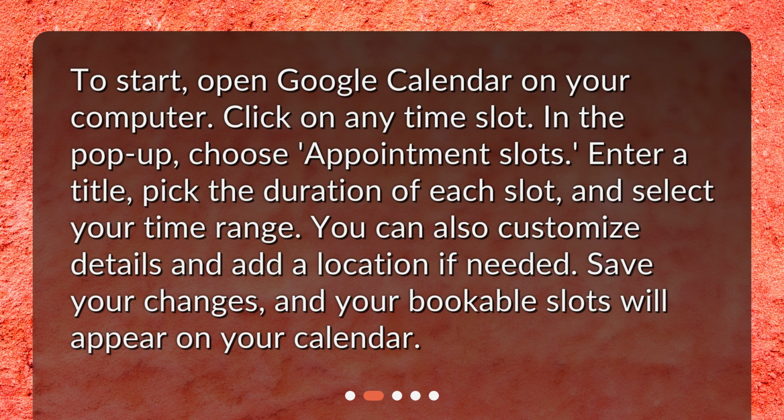Enter a title, pick the duration of each slot, and select your time range. You can also customize details and add a location if needed. Save your changes, and your bookable slots will appear on your calendar.